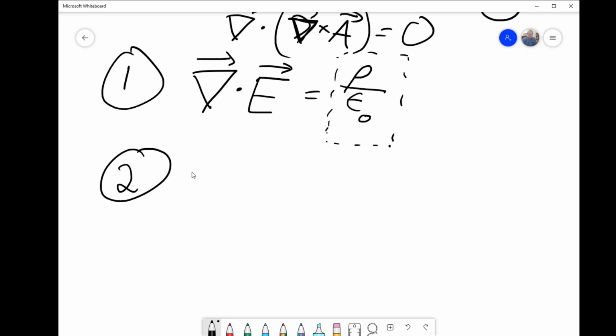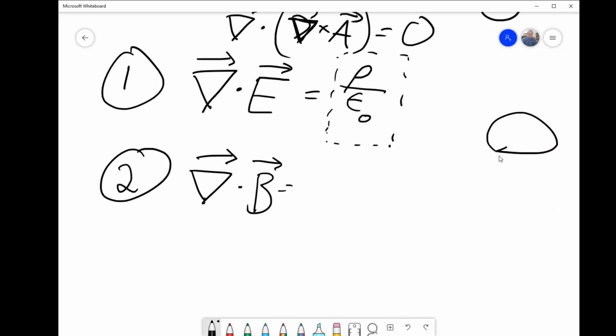The second equation is when we're looking at the divergence of the magnetic field. Well, the magnetic field, we know, always comes in closed loops. You cannot have an isolated North Pole or an isolated South Pole. You must have both. And because every field line closes in on itself, that's 0. Every time, every magnetic field.